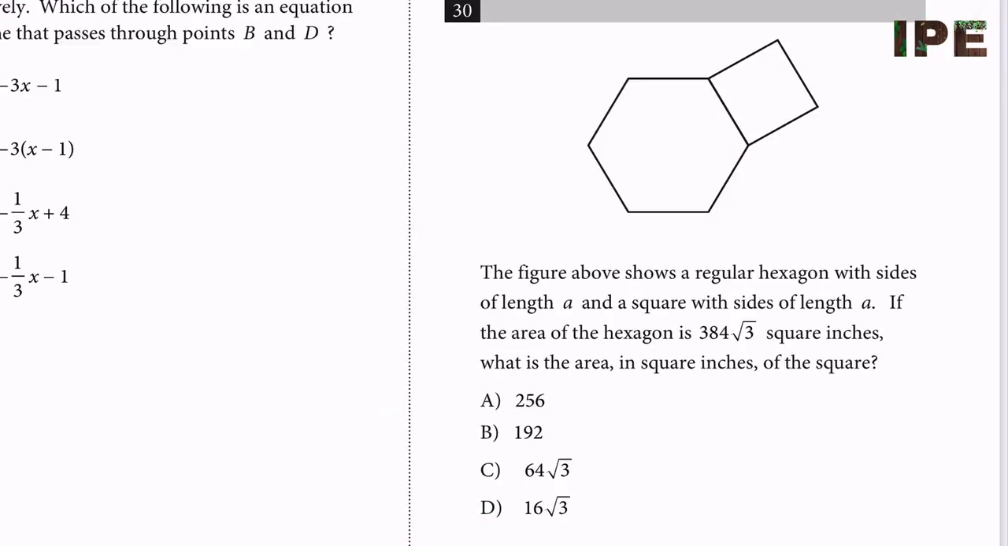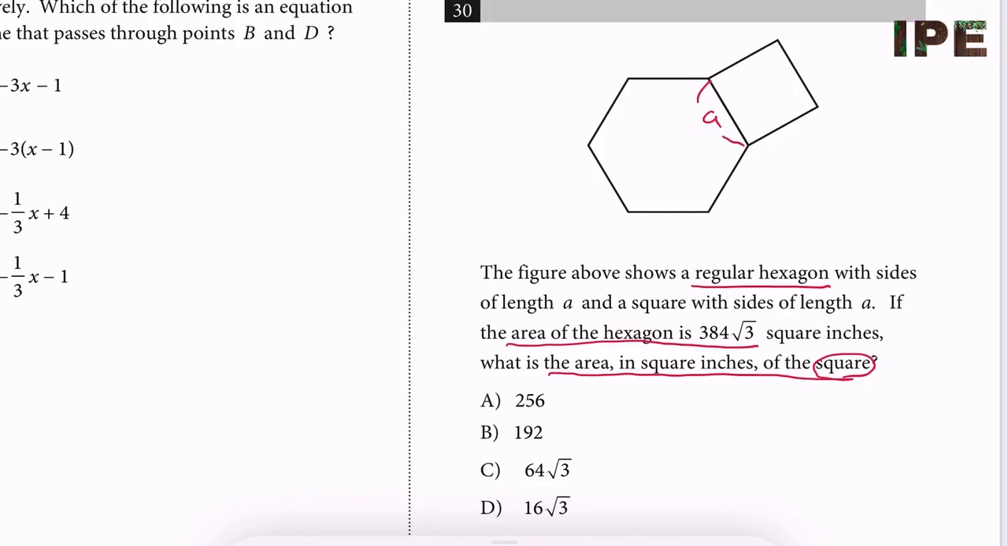The figure above shows a regular hexagon. A hexagon has 6 sides, and a regular hexagon has 6 equal sides and 6 equal angles, with side length A. And a square with side length A. This is a square, this is a regular hexagon. All sides in the figure are A. If the area of the hexagon is 384 root 3 square inches, what is the area in square inches of the square? We have to find the area of the square.